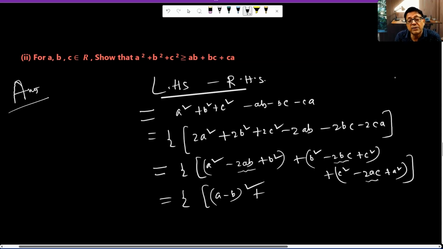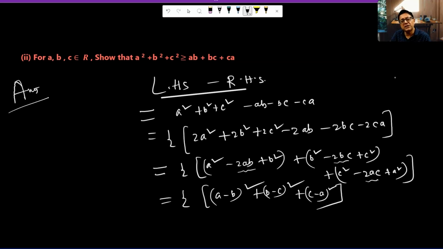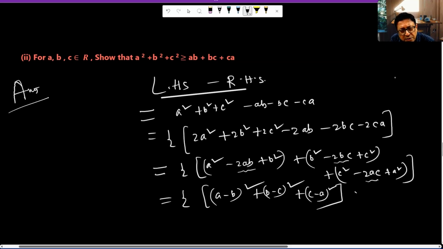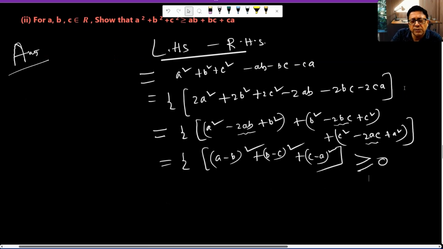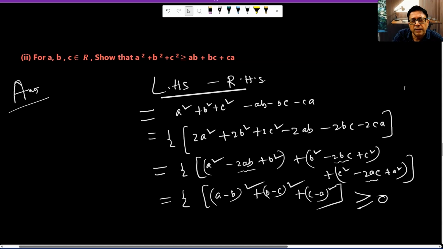A minus B whole square. So it is A minus B whole square, B minus C whole square, C minus A whole square. This thing is always greater than or equal to 0. Why? Because this one is a perfect square, can never be negative. Perfect square can never be negative. This also cannot be negative. Okay? But they may be equal.